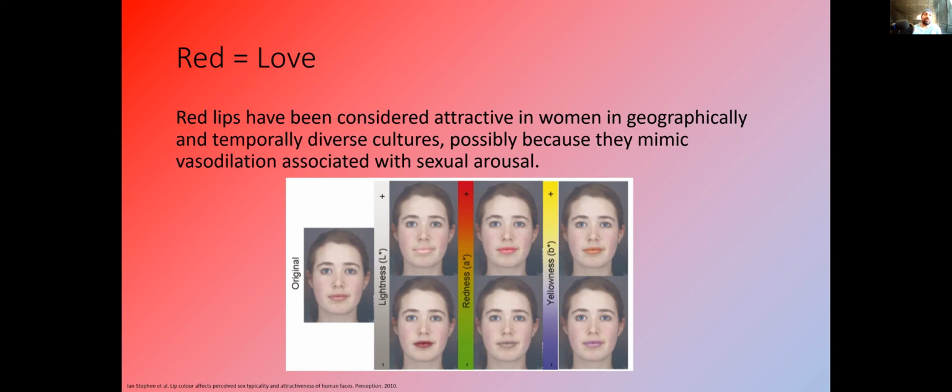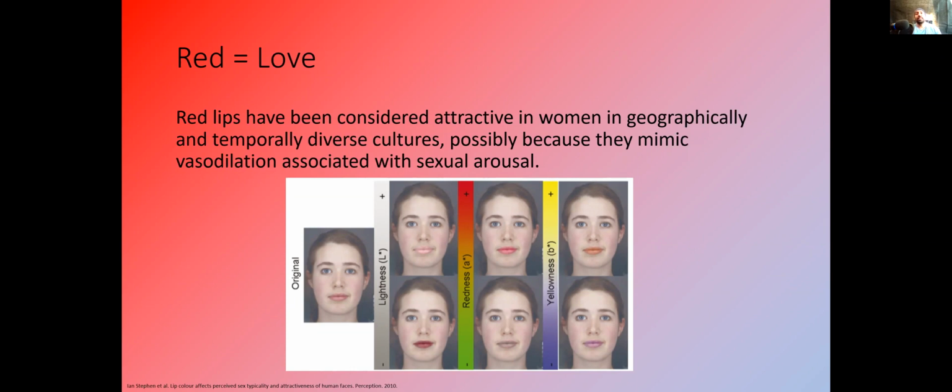And this was a study that was actually done by Ian Stephen back in 2010. And he said here that red lips have been considered attractive in women, possibly because they mimic vasodilation associated with sexual arousal. So when it comes to the sexual arousal state, and I'm not a sex expert here, I'm not trying to give you a medical study on this, but at the end of the day, there's going to be engorgement of blood vessels, and this causes an enlarging. And this is a psychological study that he did, and he's obviously linked red lips to sexual arousal because of vasodilation.